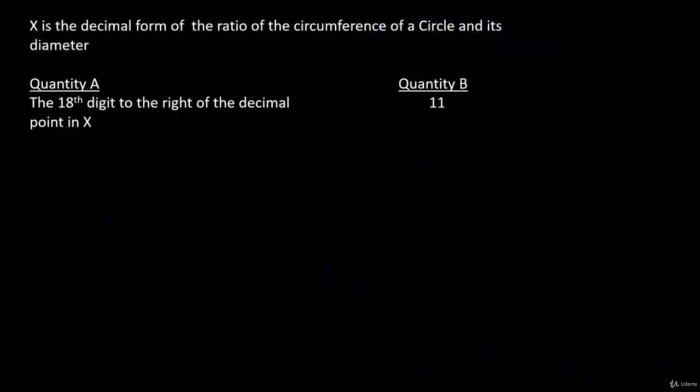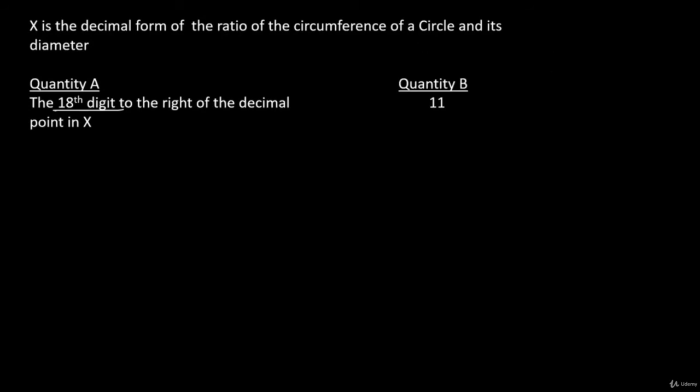Therefore, let's do this question. X is the decimal form of the ratio of the circumference of a circle and its diameter. Alright. Now quantity A is the 18th digit to the right of the decimal point in X, and quantity B is 11. Pause the video, give it a try, and then let's do it together. Alright, we are back. I hope you have given it a try.